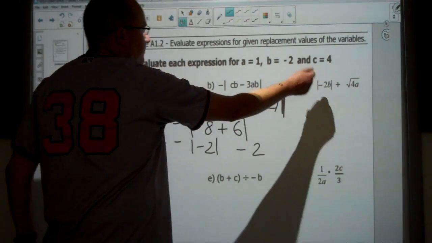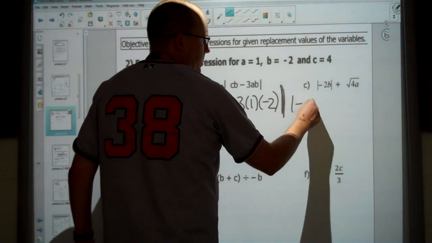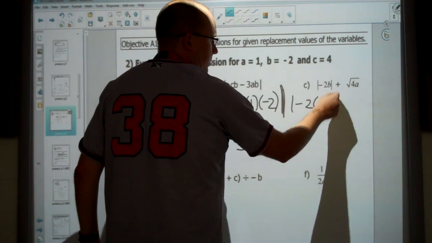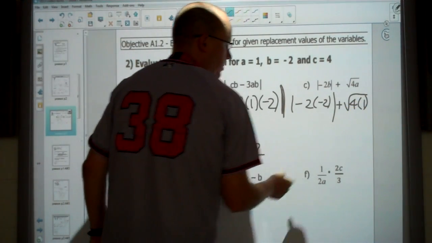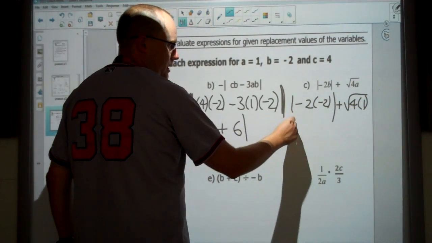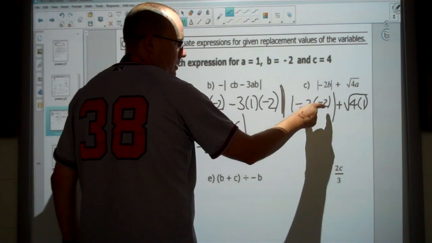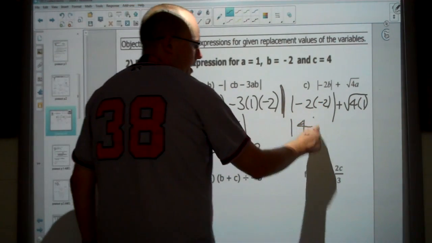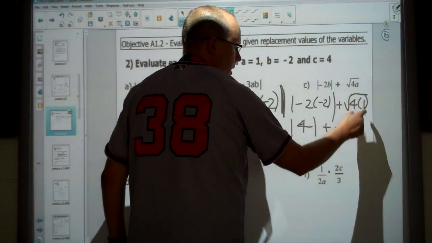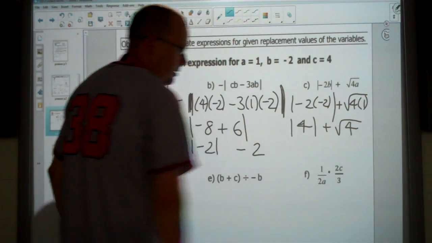When we get to C, I'm going to substitute in again. So B is negative 2, 4 times by 1. Once again, putting it in parentheses. I have grouping symbols, so I'm going to work that out first. These two things are next to each other, which means multiply. Negative 2 times negative 2 is positive 4, and 4 times 1 is also 4.